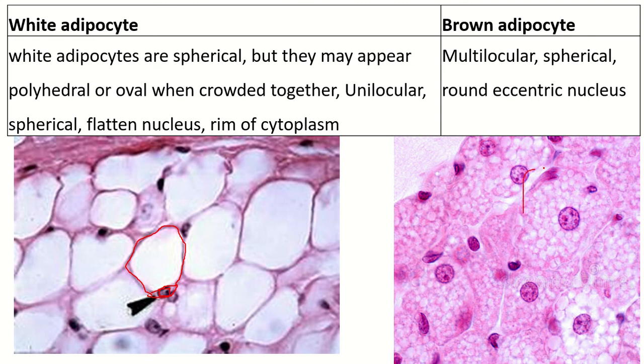This is the brown fat. You see the eccentrically located nucleus, and there are multiple whitish areas. It looks like a spongy appearance, because these fat droplets are washed out during the histological preparation of the slides.